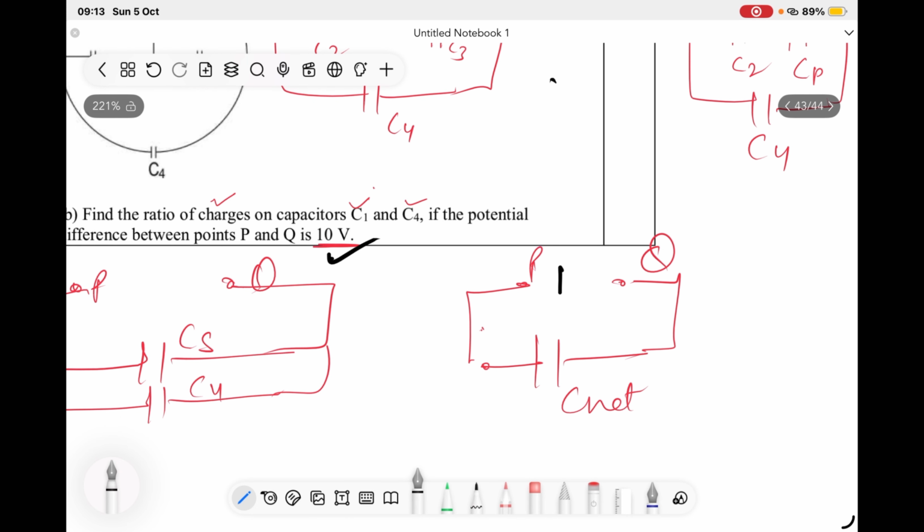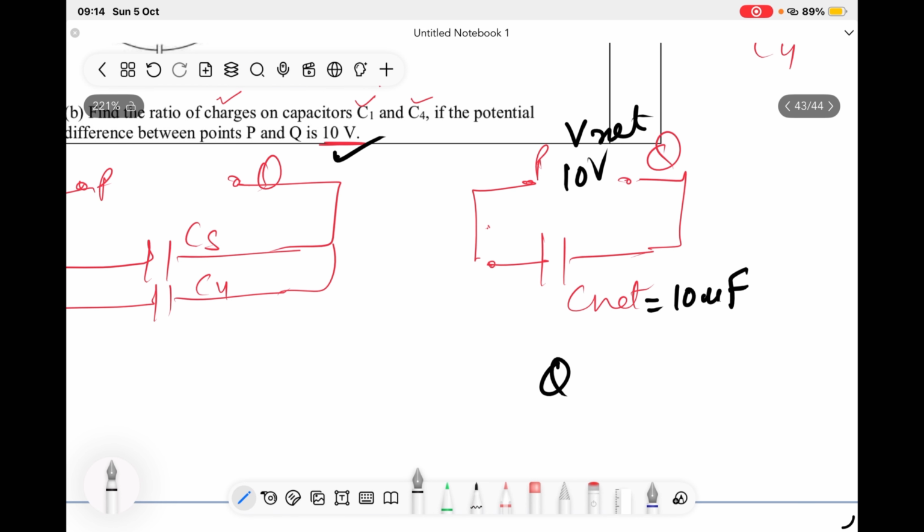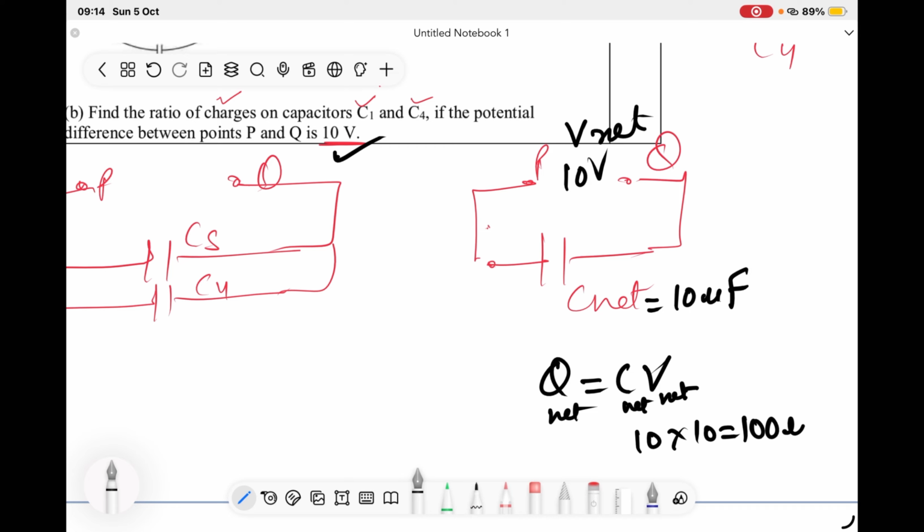Voltage, they have told us 10 volts, so you can write V net. This is V net. On every capacitor, you should write the voltages and charges. C net came as 10 microfarad. So you can find out Q net. Third quantity is missing. Q equals C net V net, so it is 10 into 10, it is 100 microcoulomb.